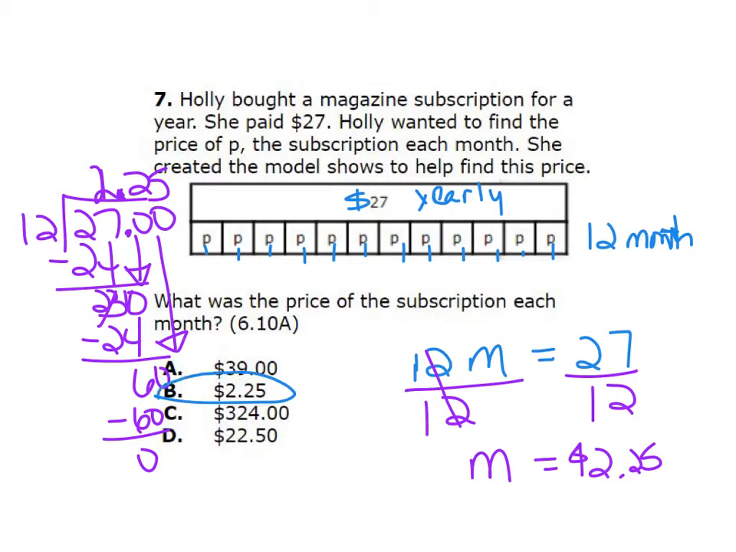So we're going to go ahead and circle that. And you could always go back and check. I could put $2.25 for each of these and then multiply it by 12 and see if it gives me 27. So it should have been that.